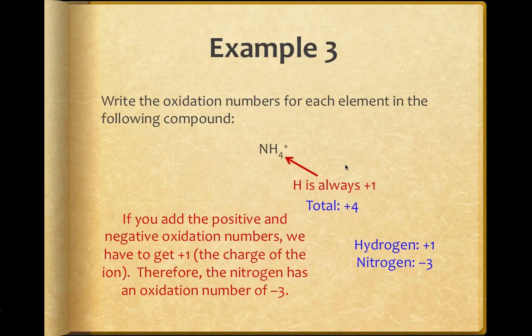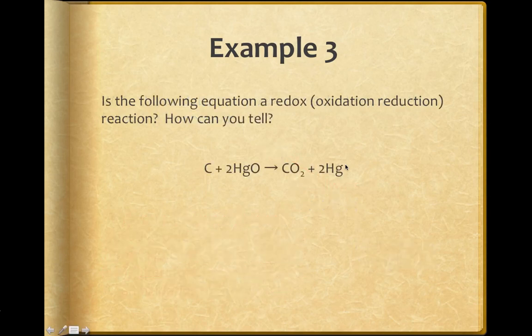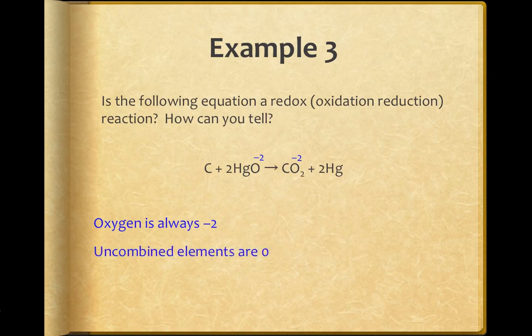Okay? Last example. I promise I'll go quick. Is this a redox, or an oxidation reduction, reaction? How can you tell? Well, there are some things we have to know. In this entire reaction, oxygen is always -2. We've got to be balanced. So any uncombined elements are going to be 0. So this carbon, this mercury, those are both 0. Okay?